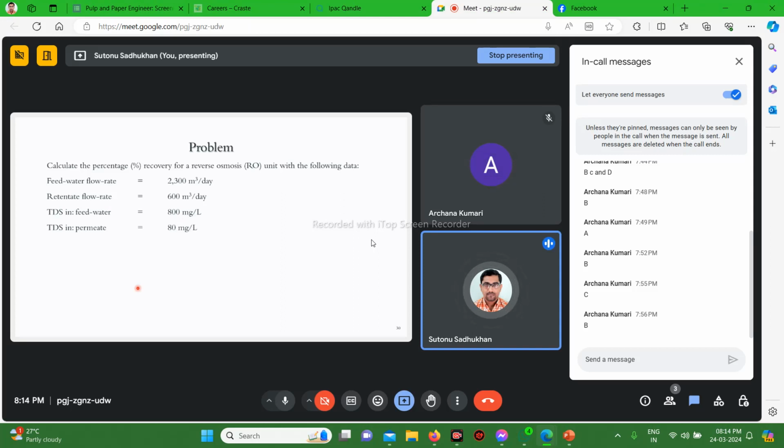You can calculate and type your answer in the chat box. Very easy problem, if you know what the percentage recovery means. If you understand what is reject and what is recovered, then you should be able to answer.